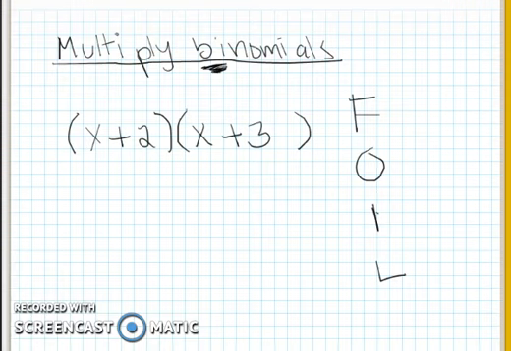So what we do here to multiply gets a little confusing. Now, in class we talked about a monomial multiplying a polynomial, and you just distribute through. This we use what's called FOIL.